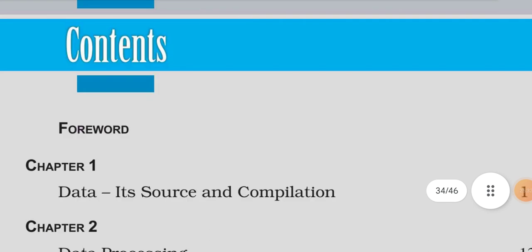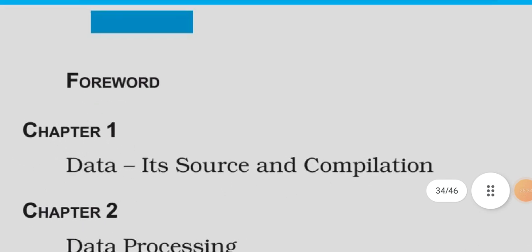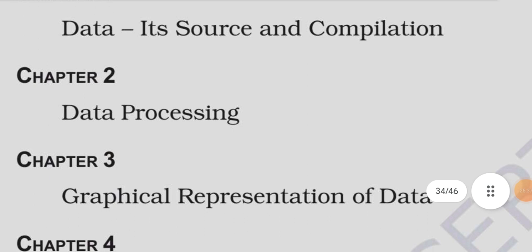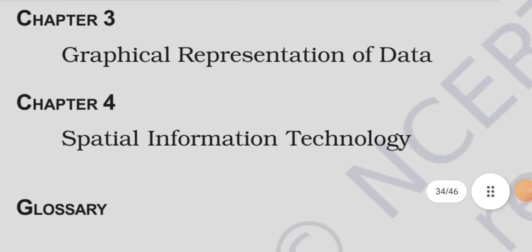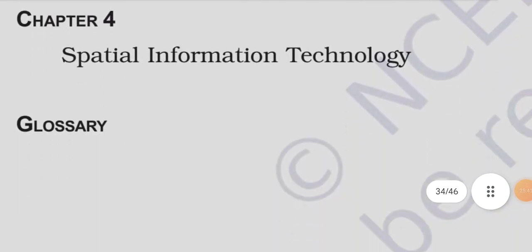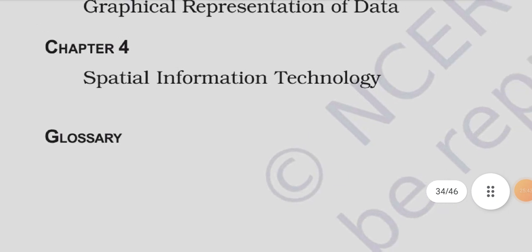Contents. Foreword. Chapter 1 Data, its source and compilation. Chapter 2 Data processing. Chapter 3 Graphical representation of data. Chapter 4 Spatial information technology. Glossary.